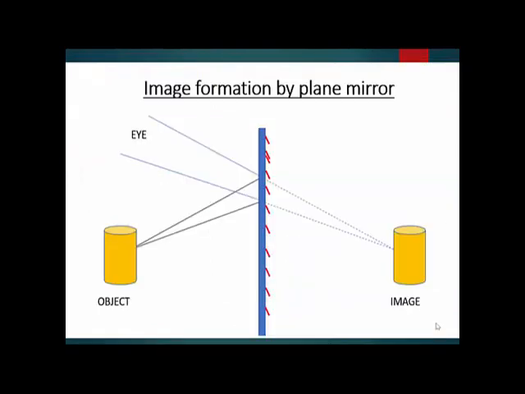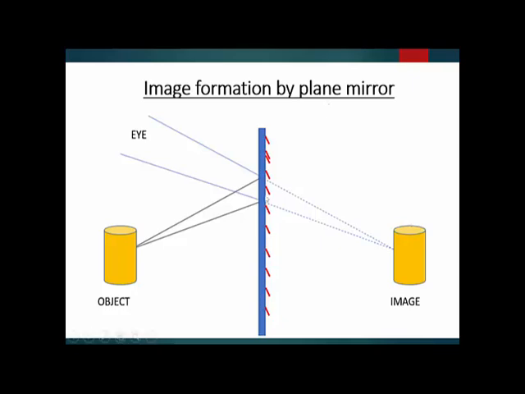Now let's study image formation by a plane mirror. Suppose if I keep a box or a drum here, I will see the same image here. Can you touch that image? No, because that image is somewhere behind the mirror, somewhere inside the mirror.